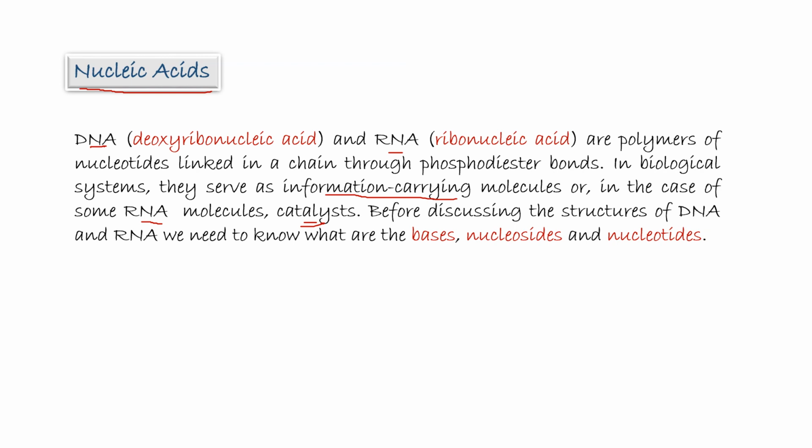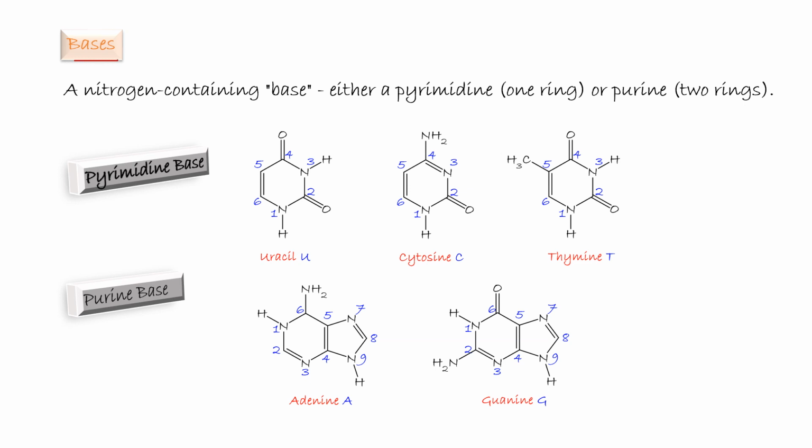Before discussing the structure of DNA and RNA, we need to know the components of its structure: bases, nucleosides, and nucleotides. Bases: a nitrogen-containing base, either pyrimidine with 1 ring or purine with 2 rings. Here are the pyrimidine bases: uracil, cytosine, thymine, and the purine bases, the fused 2 rings, adenine and guanine.